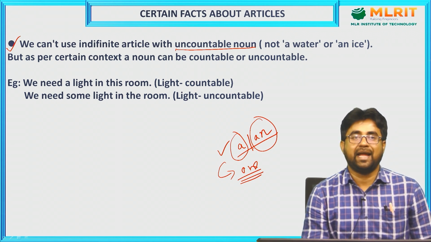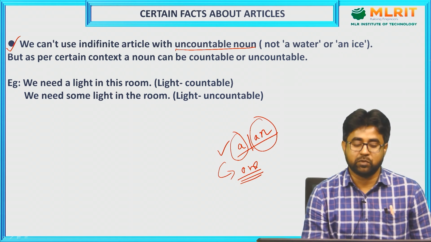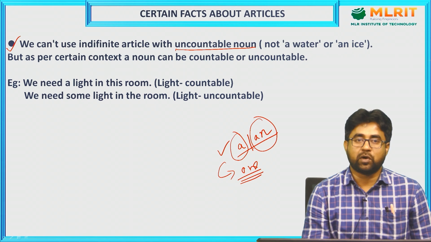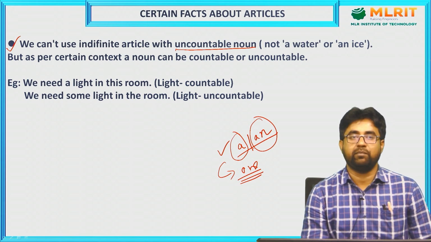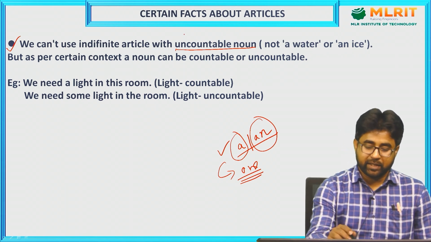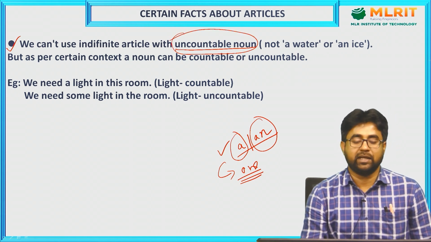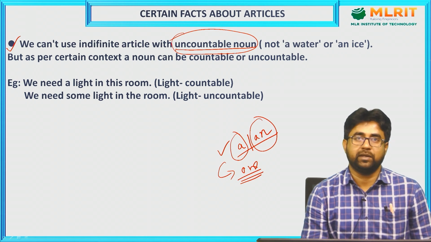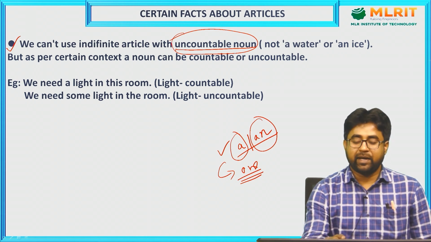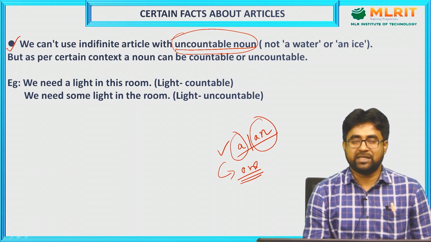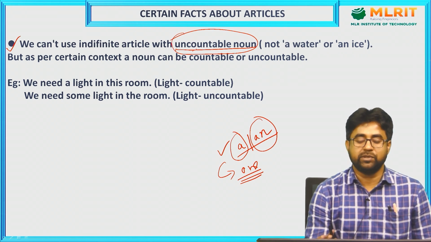For example, I have a pen. So what is the article? A. And what is this article doing? It is talking about the number also, meaning I have one pen, right? So that's why, while we are talking about uncountable nouns, we cannot use article. We cannot use indefinite article with uncountable nouns, because indefinite article is always about one thing. So uncountable things, which are not countable, we cannot use indefinite article.